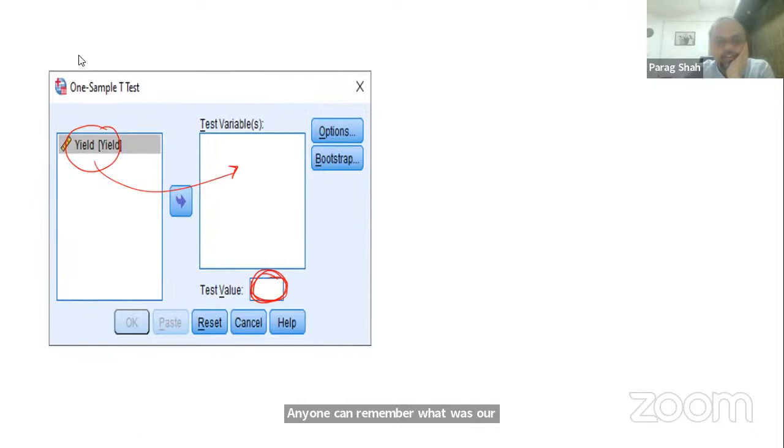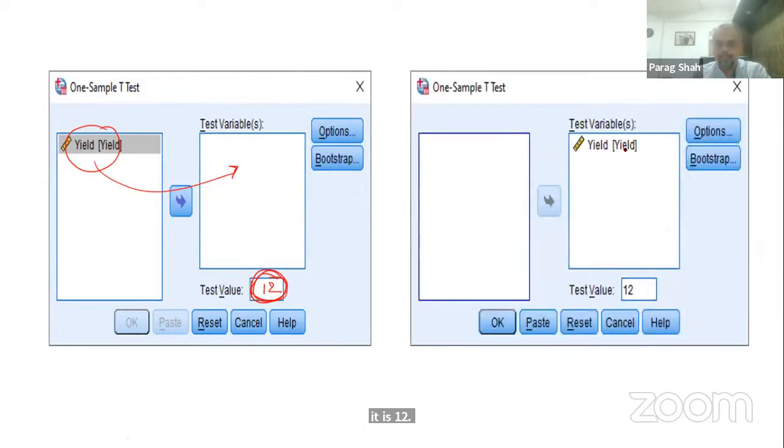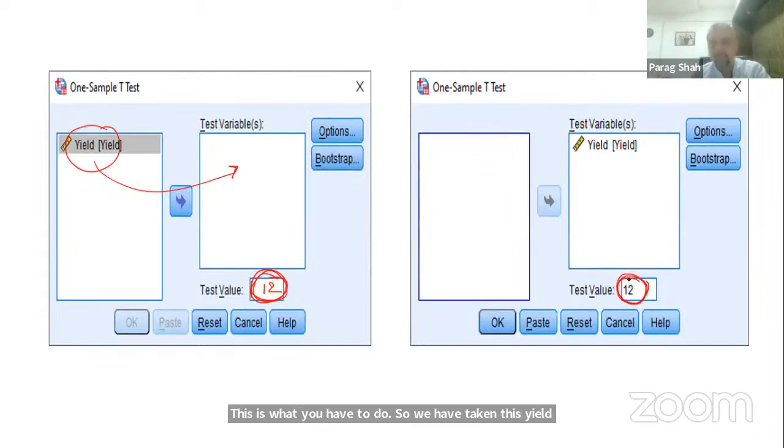Equal to 12. Yes, Vinci. So now this test value means it is 12. This is what we'll have to do. So we have taken this yield and here we have taken the test value as 12, because null will always have an equal to sign. And so we can put whether it is greater than or equal to, less than or equal to, or equal to. We will put over here the value itself. Once this is done, click on OK. If you click on OK, you will get the output.